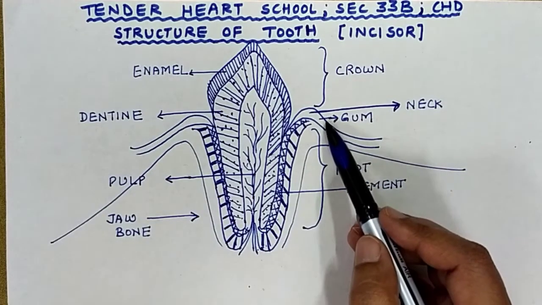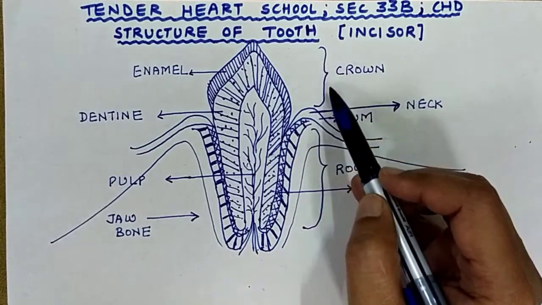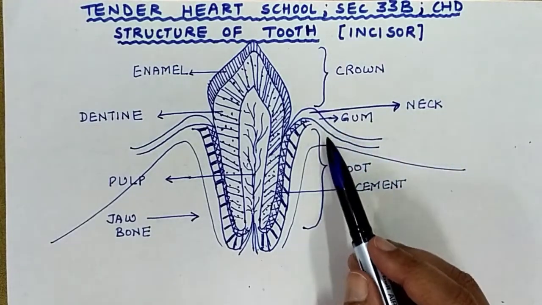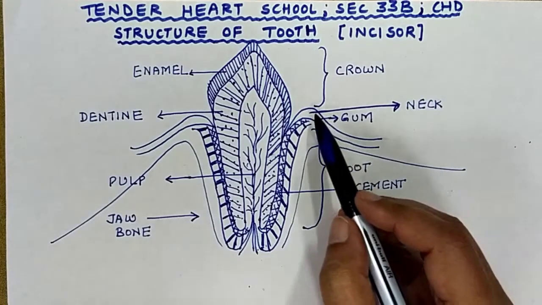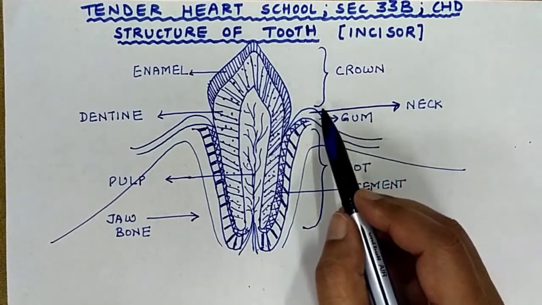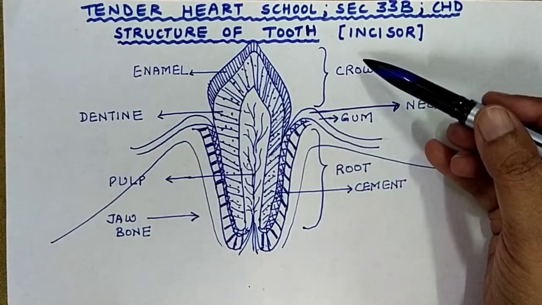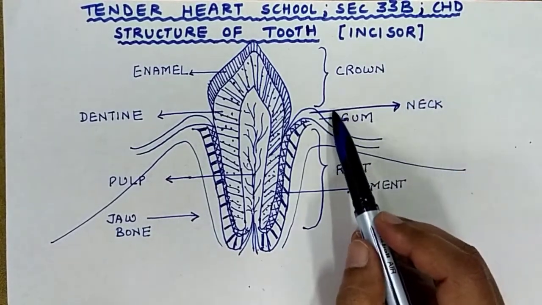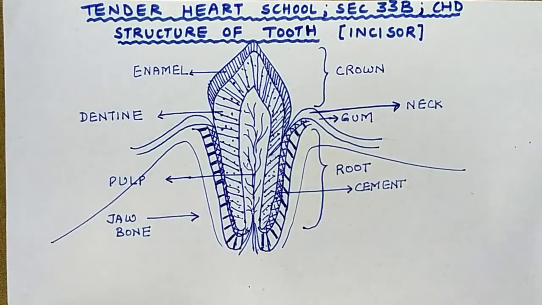Then we have shown the gum. We have shown the crown. Crown is the part of the tooth which is above the gum, and root is the part of the tooth which is below the gum. The slight constriction, the area which is dividing the crown from the root, is called the neck. So this is all about the structure of mammalian tooth, children.